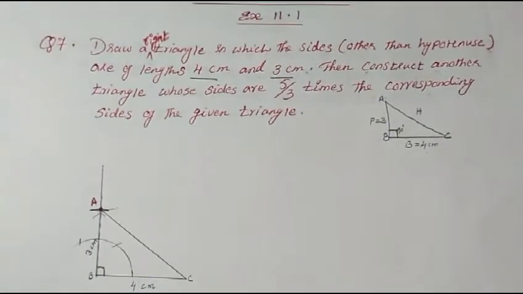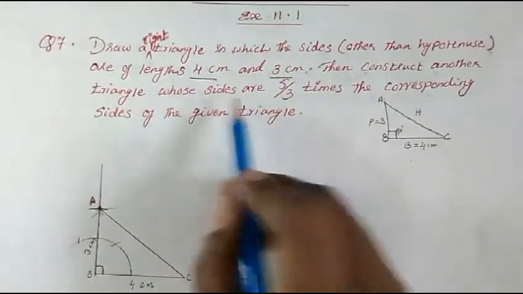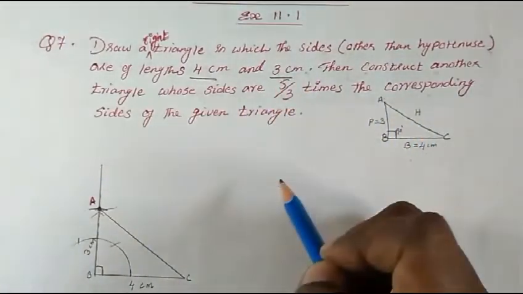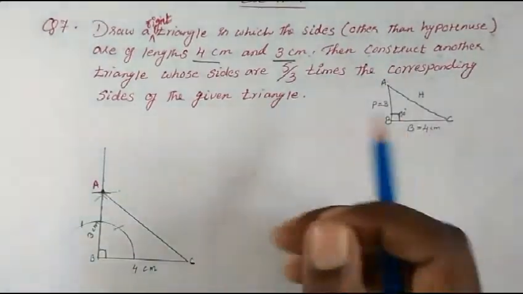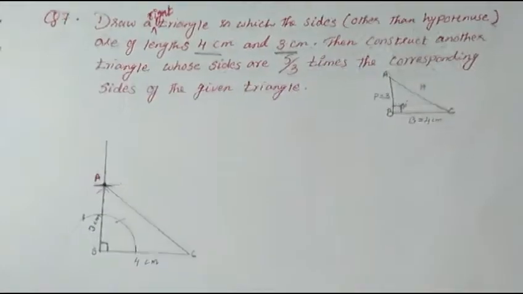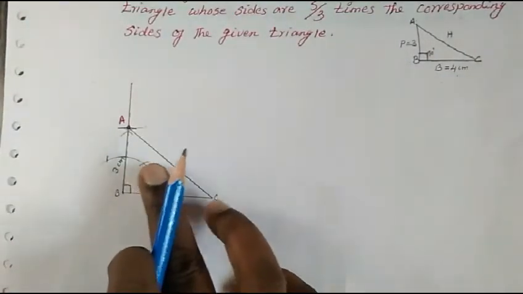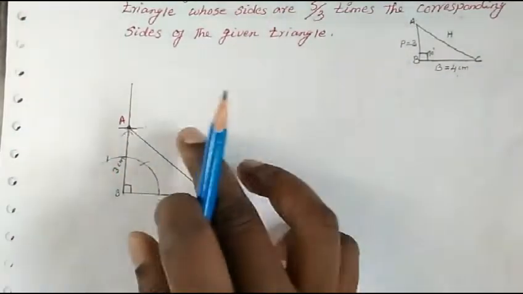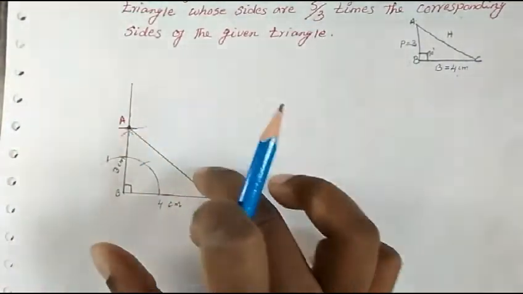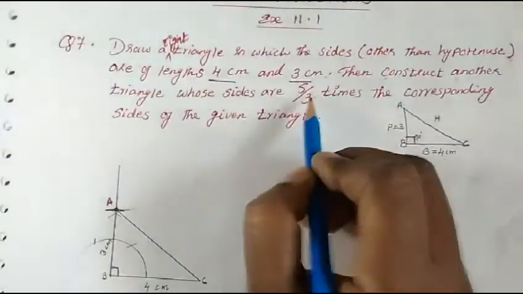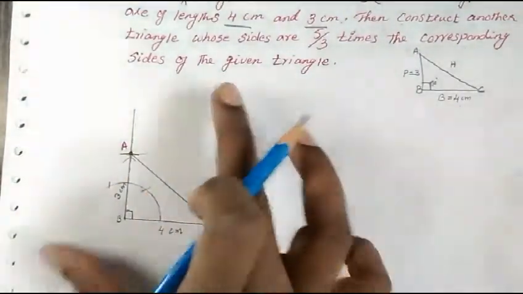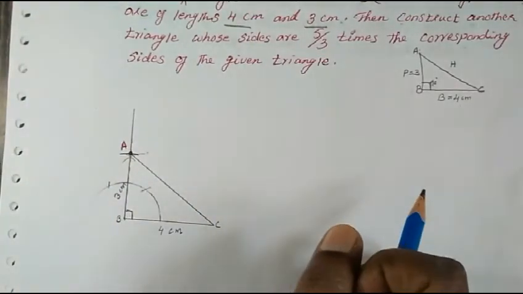Okay, so now what we have to draw? We have to construct another triangle whose sides are 5 upon 3 times the corresponding sides of the given triangle. So the triangle that we are going to construct will be 5 upon 3 times these sides. 5 upon 3, so numerator 5 is bigger. That means what we are going to construct will be bigger than this triangle. So let us do it.